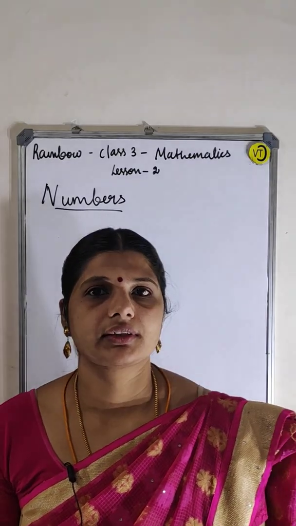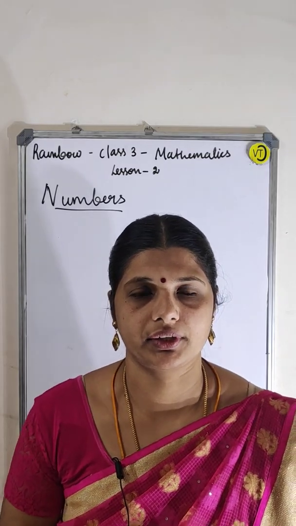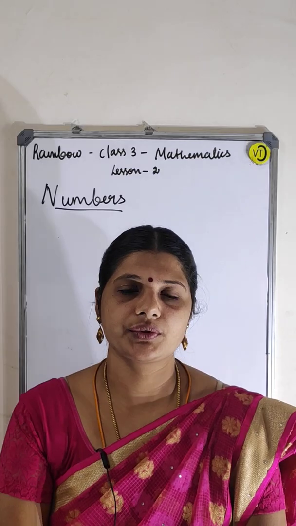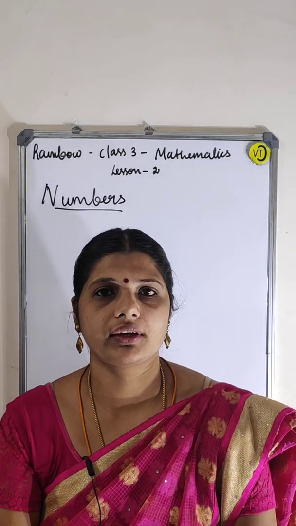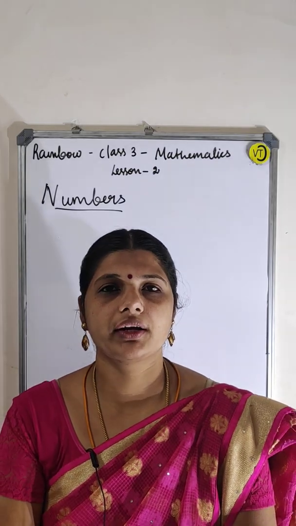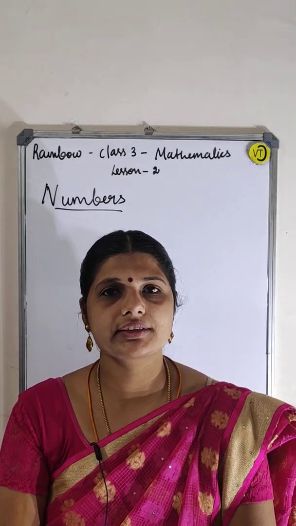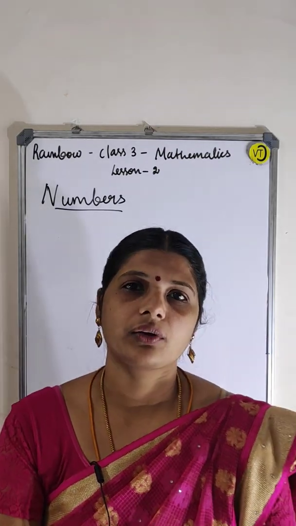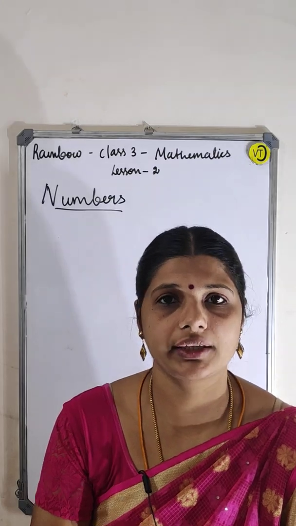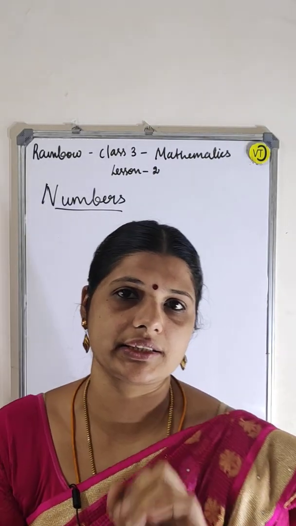Hello children, today we are going to see about numbers. First of all, what are the digits? You know already, right? The digits starting from 0, 1, 2, 3, 4, 5, 6, 7, 8, 9, you have seen. And you know about the place values and how to write the digits. So you know something about numbers in 3 digits.